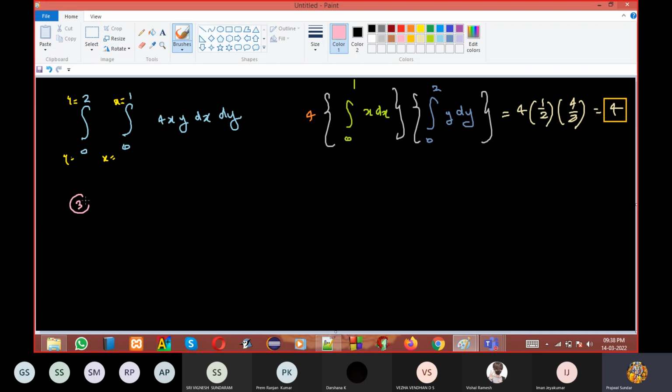And I'll do one more question in this model: 0 to 2, 1 to 3, 1 to 2, x y squared z dz dy dx. Be familiar with both double and triple integrals.